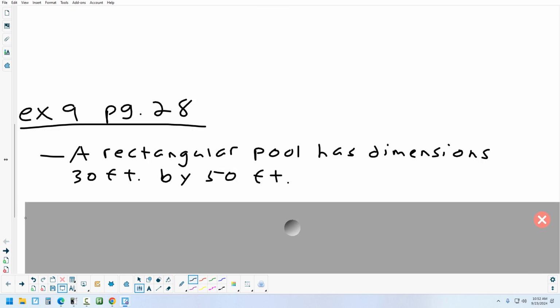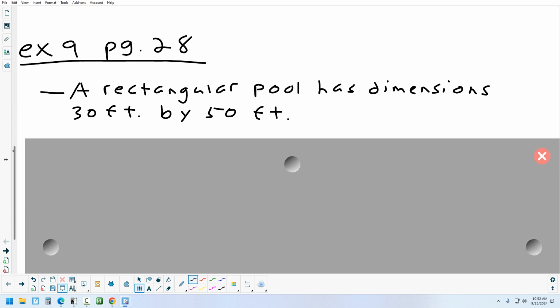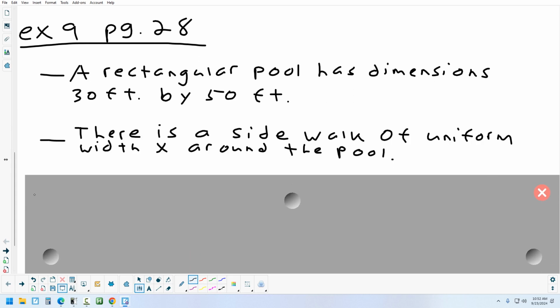So we're going to do lots of different problems with rectangles. Sometimes it'll have to do with the perimeter of the rectangle, sometimes the area. This one's going to have a little bit to do with the area. So we've got a rectangular pool that has dimensions of 30 by 50 feet. We're going to put a sidewalk around the pool. It's going to be the same width all the way around.